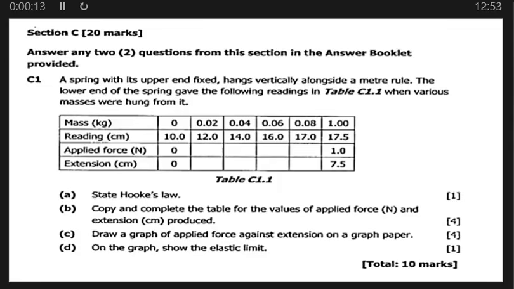In this video we are going to continue with the science paper 1 2019 for internals.